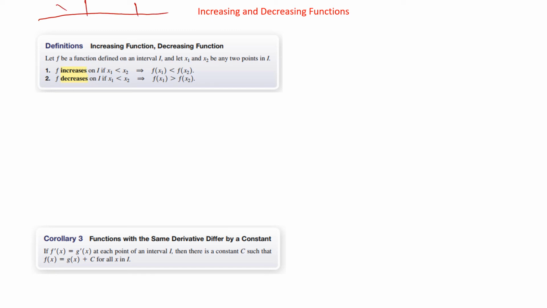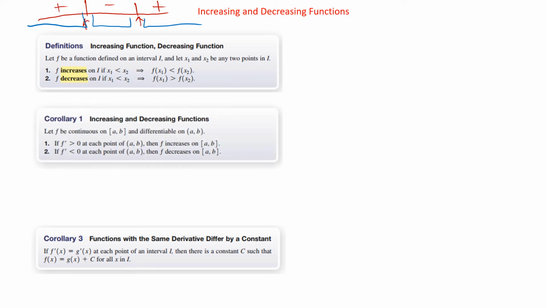We made our sign tables. It was positive here, negative here, positive here. And so this one would be a maximum, this one would be a minimum. Well, in that part of the domain, it's increasing. In the middle, it's decreasing. And here it's increasing because the slope is positive, the slope is negative, the slope is positive. And that's what this first corollary says.